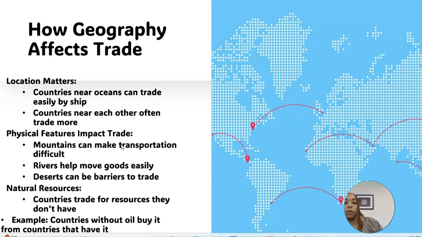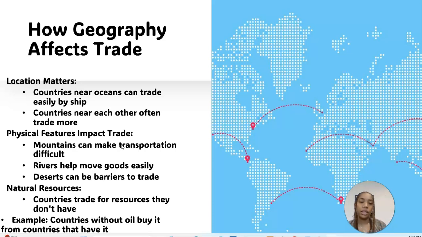Rivers can help move goods easily. An example of that is the Mississippi River. People can move goods down different rivers and canals. Just like the ocean, it helps trade better because goods can be carried on boats. And deserts can also be barriers of trade. Deserts, dry land, mountains, they can all make trade more difficult.